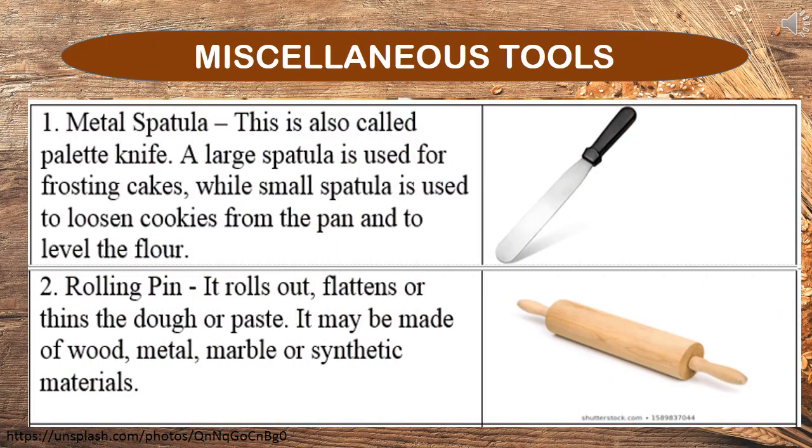Metal spatula. This is also called a palette knife. A large spatula is used for frosting cakes, while a small spatula is used to loosen cookies from the pan and to level the flour. Rolling pin. It rolls out, flattens, or thins the dough or paste. It may be made of wood, metal, marble, or synthetic materials.